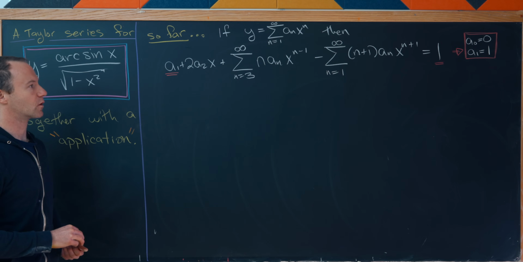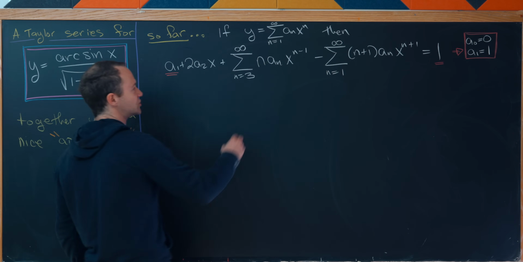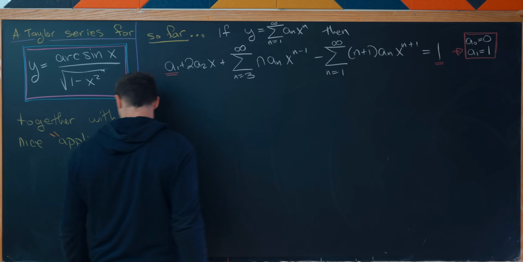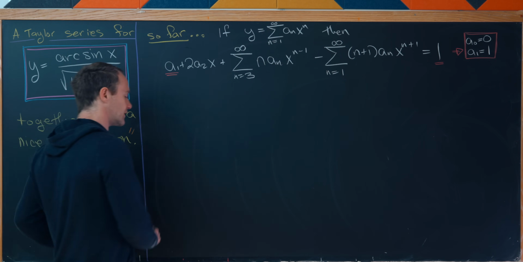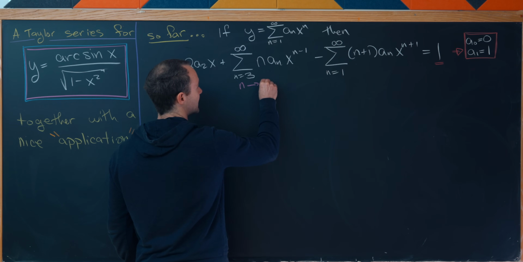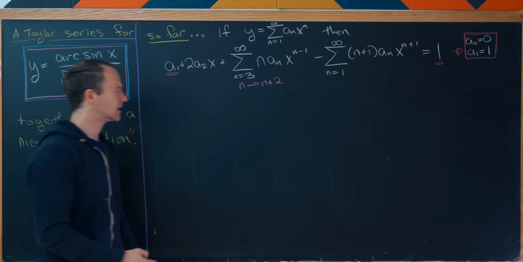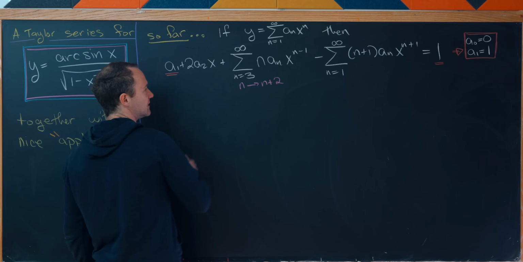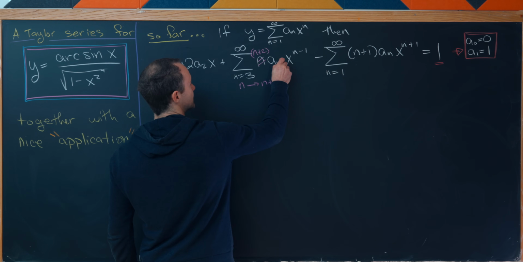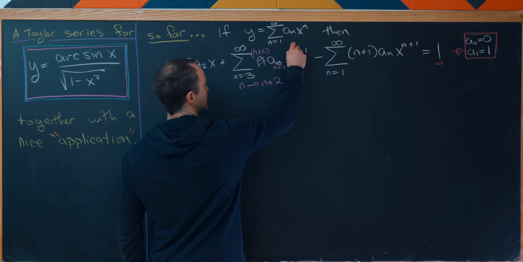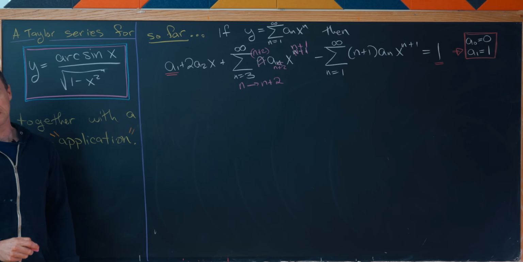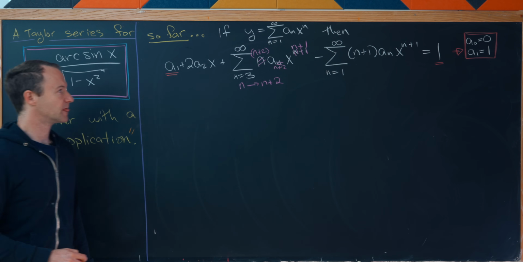Now let's do a little bit more work. Let's maybe do a change of index in this sum right here to put it in line with this sum right here. So I think our best bet is to take every value of n and replace it with n plus 2. Let's see what that'll do. That'll change this n here to an n plus 2. So this index here will become n plus 2, and then this exponent here will become n plus 2 minus 1 or n plus 1.